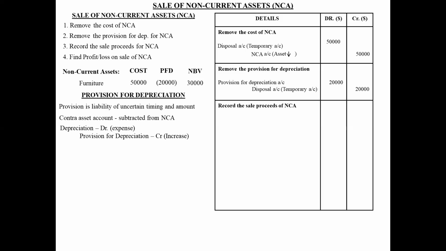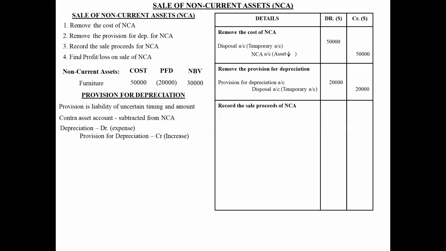The third step is that we are going to record the sale proceeds for NCA. Now the sale proceeds can be in the form of cash, or you may receive a check, or you may receive cash in future. There can be part exchange as well. For now, we will assume that we are selling this non-current asset on cash. So if you are selling this non-current asset on cash, the cash account will increase, of course.